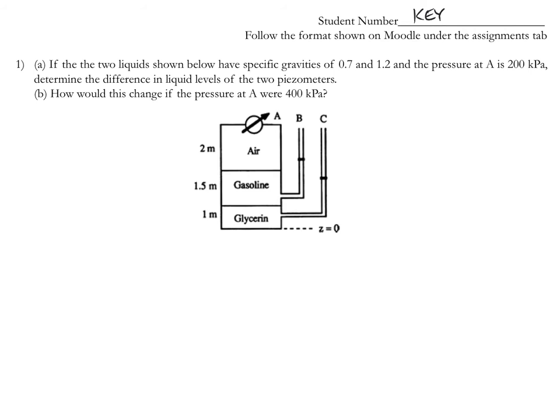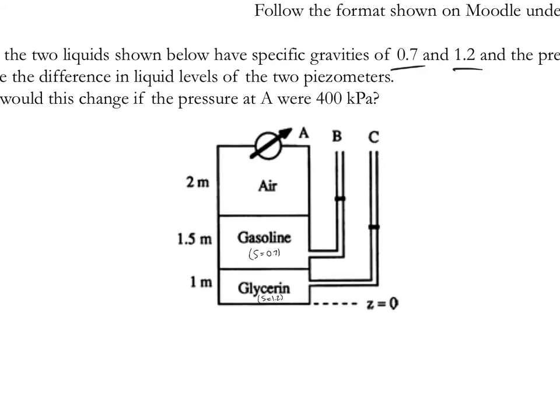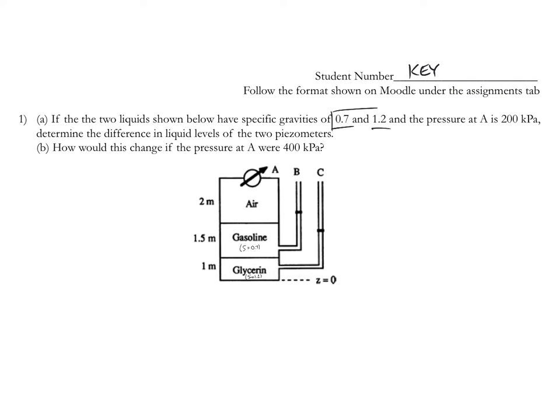Okay, important things to note is the specific gravities here of 0.7 and 1.2. So the gasoline S is 0.7 and the glycerin S is 1.2. The reason we know, I didn't tell you which was which here, however, this one is more dense because it has a larger specific gravity, so we knew that one had to be on the bottom. Okay, the pressure at A, this is 200 kPa right here.